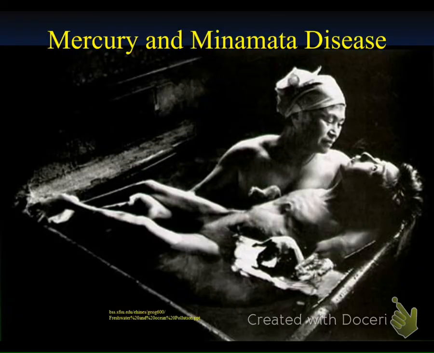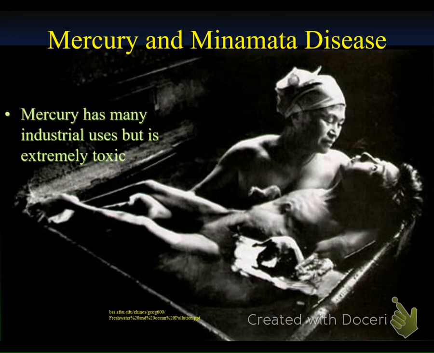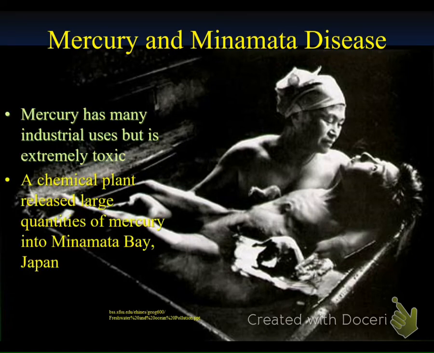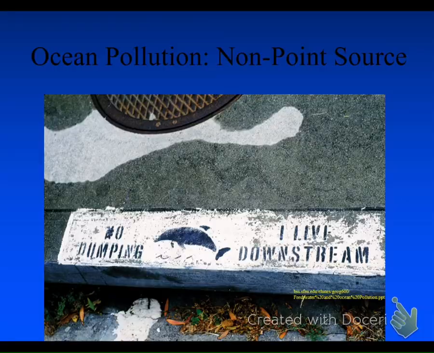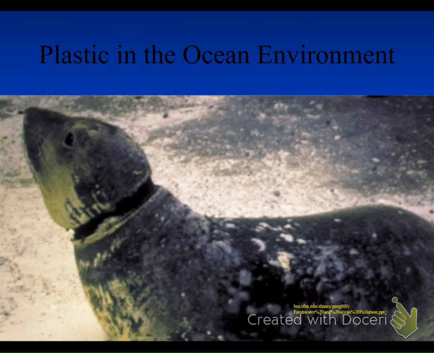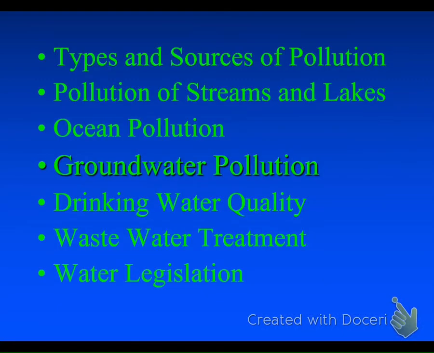We can have mercury being released. We saw the picture of this poor girl before. Her mother basically was drinking the mercury when she was pregnant with her, and it caused those birth defects. It was a teratogen. And again, anytime you do anything at home, make sure it does not go down the drain, because that goes out into the ocean, including plastic. That can cause problems with the animals out there.